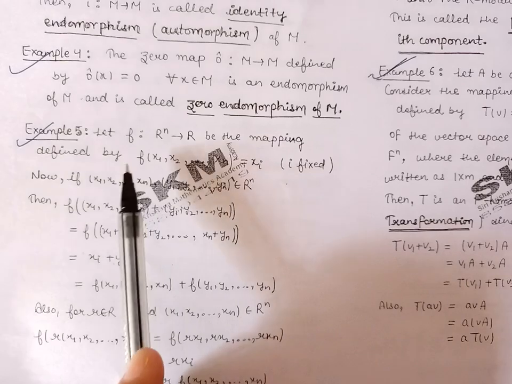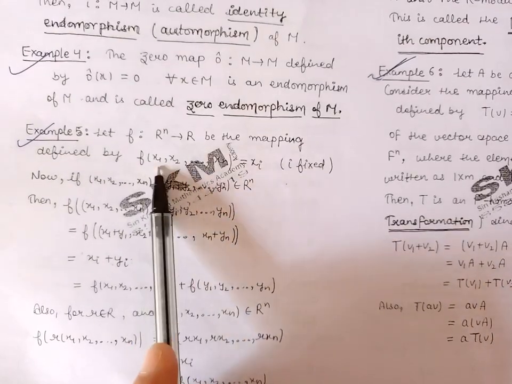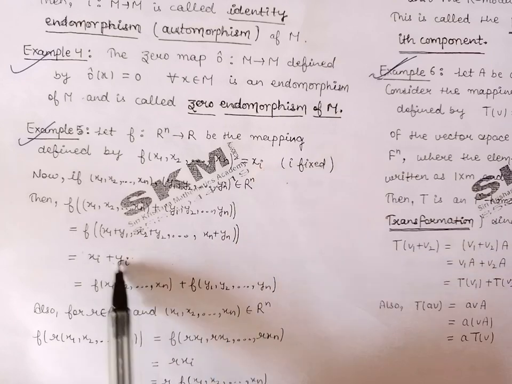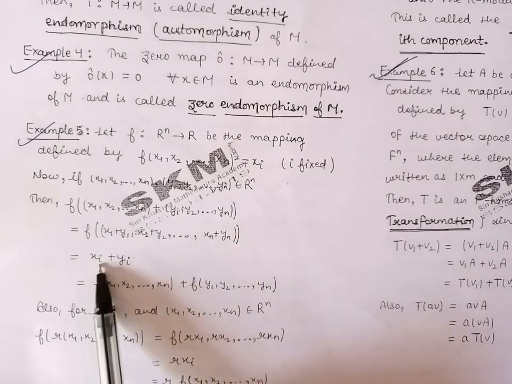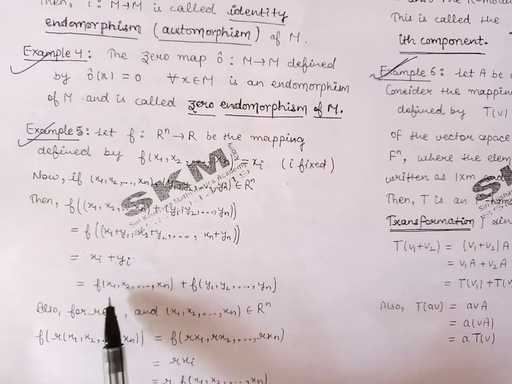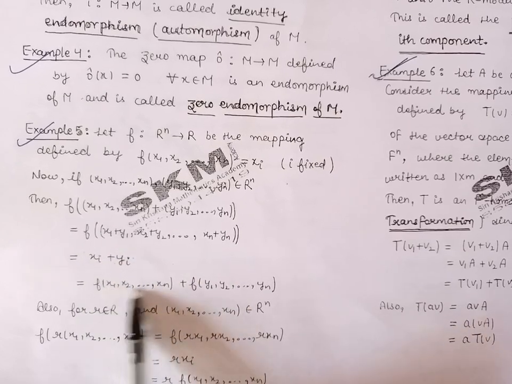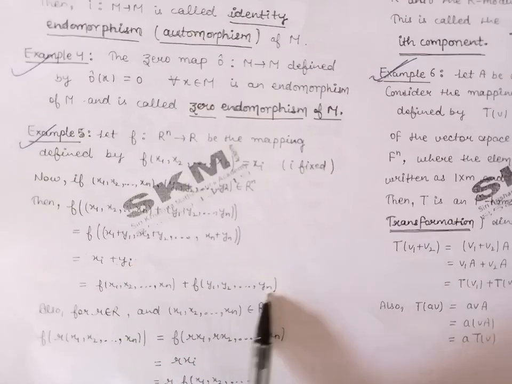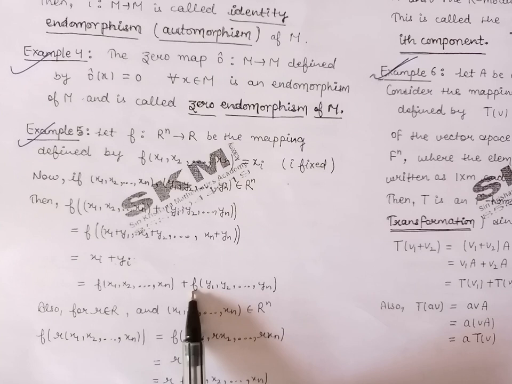Now by definition of f, the image of this vector under f is the ith component. So from here the ith component is xi plus yi. Now what is xi? xi is the image of x under f, and yi is the image of y under f. So our first condition for being a homomorphism is satisfied.